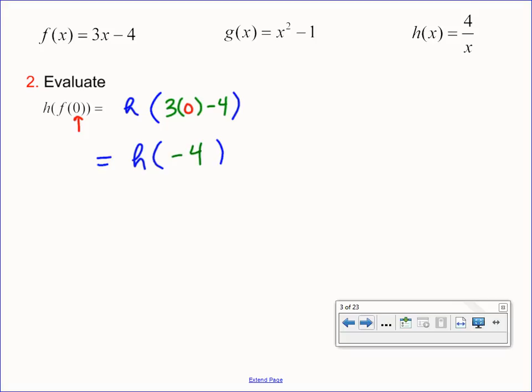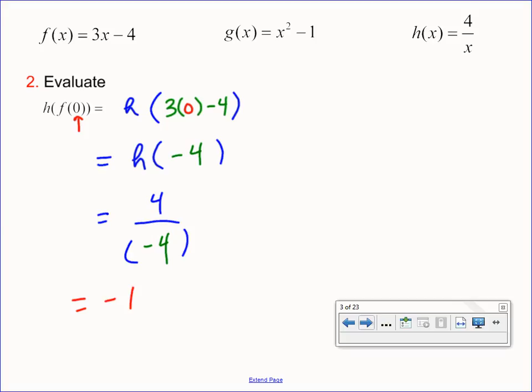How do I evaluate h of negative 4? Easy cheesy. I'll go to h's rule that accepts inputs and rewrite it, except everywhere h accepts an input, I won't put x, I'll put negative 4, my value for f of 0. So negative 4 goes there, and then we can simplify if possible. It looks like positive 4 divided by negative 4 overall is negative 1.